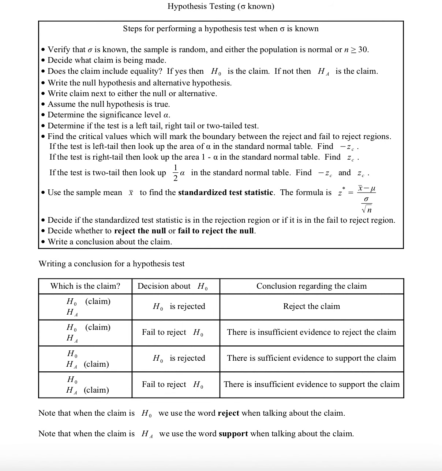Below are all the steps for performing a hypothesis test when sigma is known. I'm going to do an example of performing the hypothesis test step by step. Then we'll use the chart at the bottom to decide how to word our results. We have to make a decision about the null first, and then we want to make a conclusion about the claim.